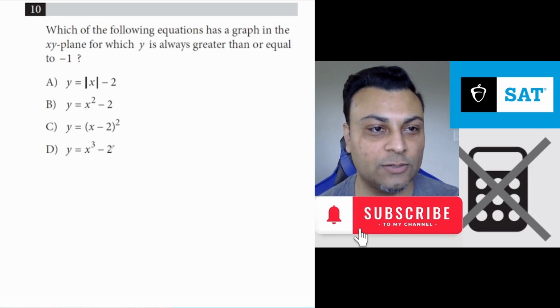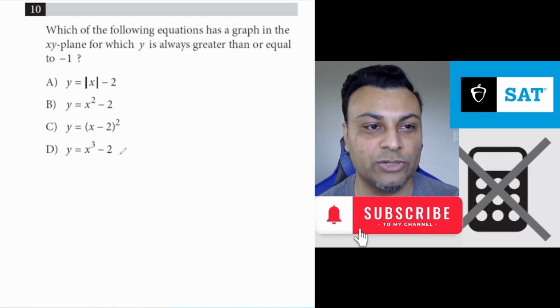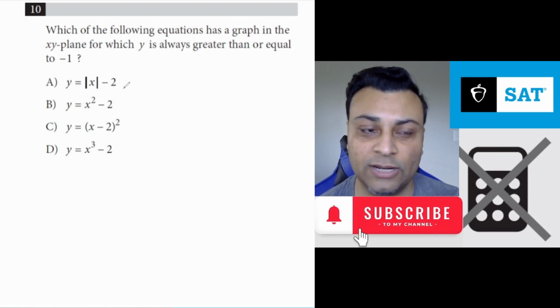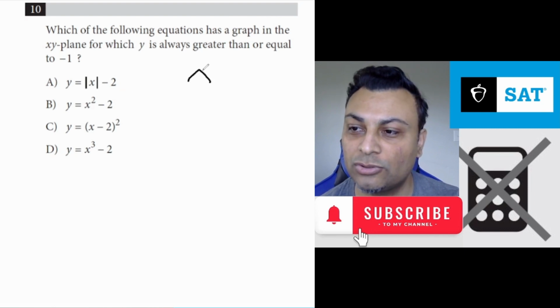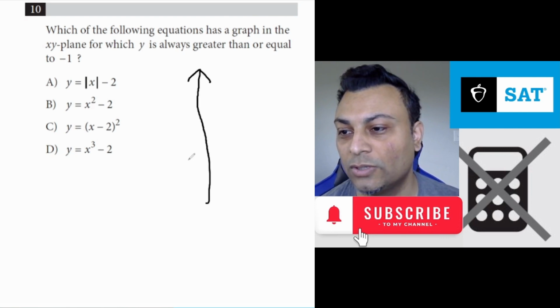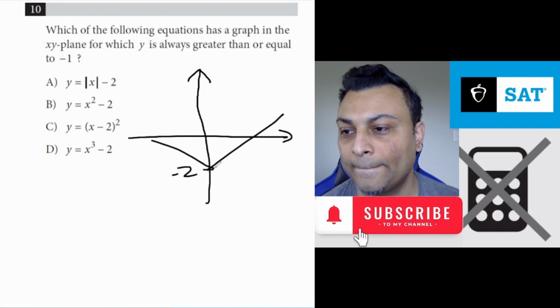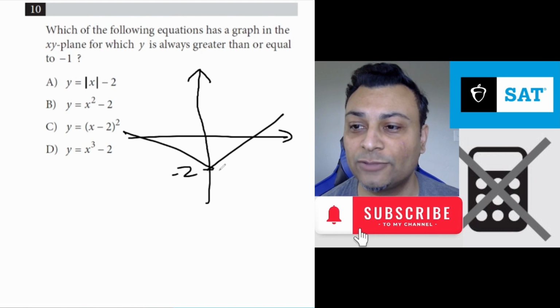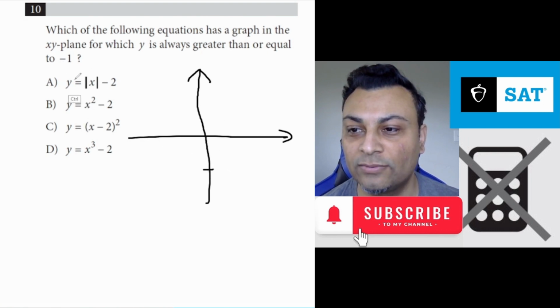Question 10 says, which of the following equations has a graph in the xy plane for which y is always greater than or equal to -1? Now, the first graph is the absolute value graph, and it's been translated down by 2 units. So it will look like this, -2. The problem with this graph is y is always greater than or equal to -2, not -1. So that's not our graph.